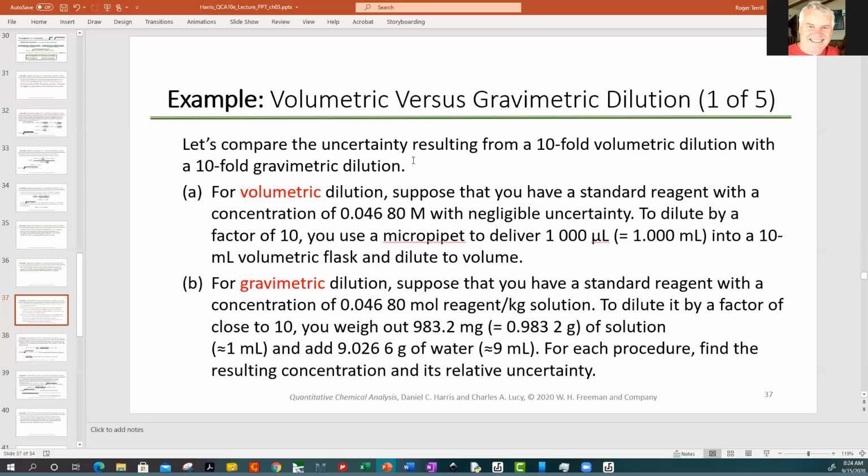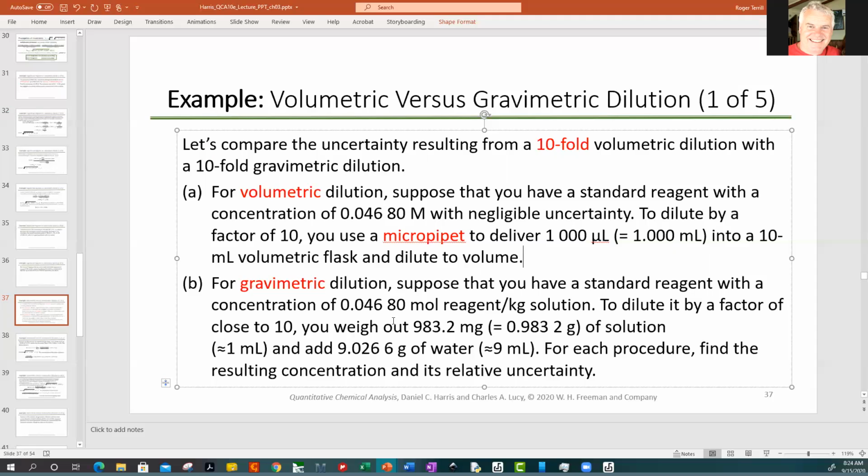And they're both going to be about tenfold, right? In the first case, we use a micropipette, and we deliver 1,000 microliters into a 10 mL volumetric flask and dilute to volume. And then in the second case, we use a balance, and it's the same reagent here.